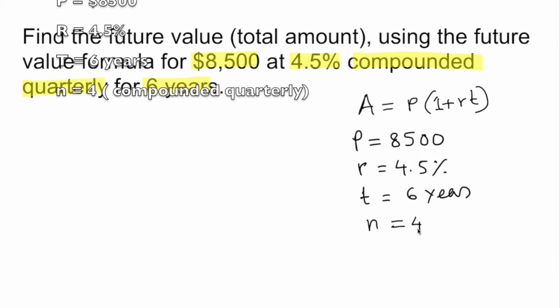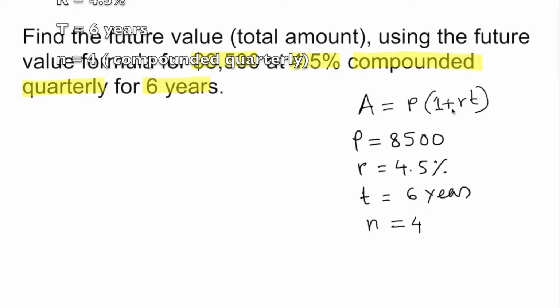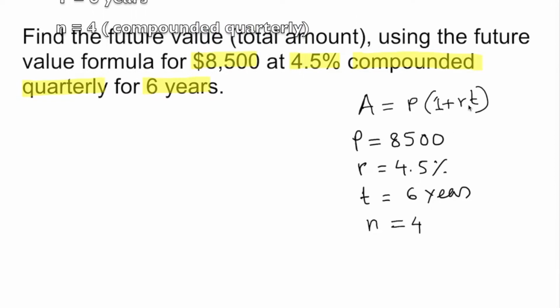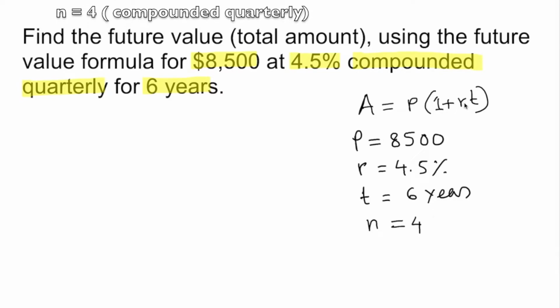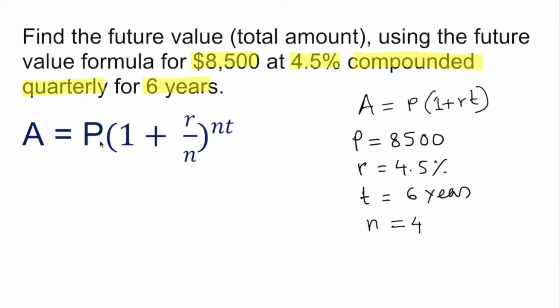Now we have one extra piece of information, therefore we cannot use this formula here. This is good for annually. If it's compounded annually, that would be fine actually. So we have to come up with a different formula here. So what is that formula? It's going to look like this. We have a total amount A equals principal P, open parenthesis 1 plus r divided by n, close parenthesis, to the power n times t. This is the exponent actually.